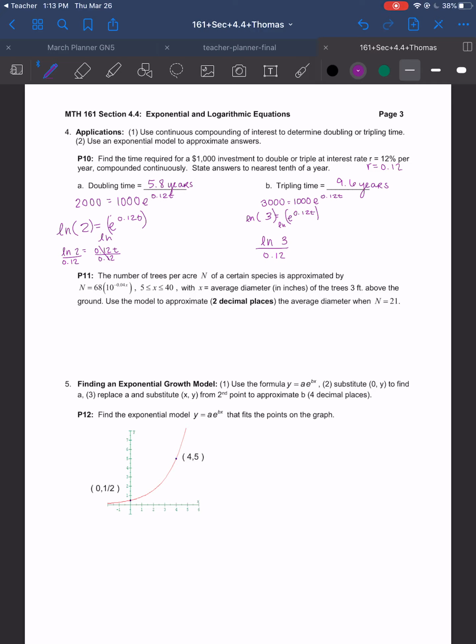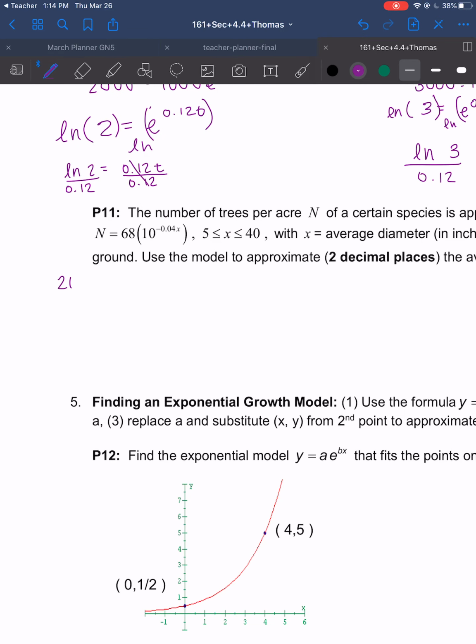So the number of trees per acre, which we're going to call n, of a certain species, which who cares, is approximated by that lovely function there, with x between 5 and 40, and x is the average diameter in inches of the trees 3 feet above the ground, so 3 feet tall. And we're going to use the model to approximate to 2 decimal places the average diameter of it when n is 21. So we know that n is 21. So all that means is I'm going to plug in 21 for n. And then I'm going to write everything else.